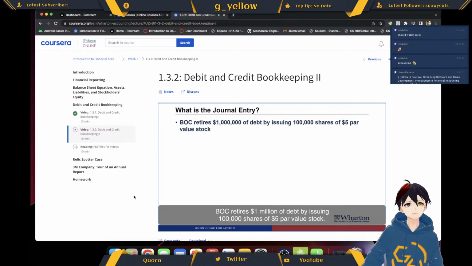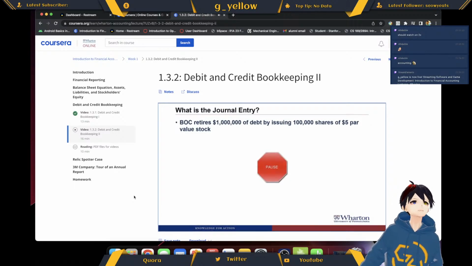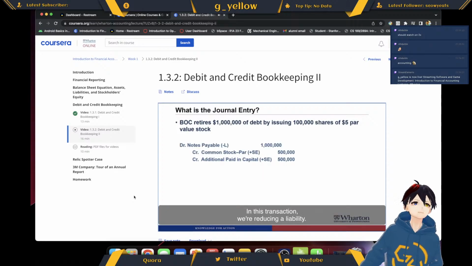BOC retires $1 million of debt by issuing 100,000 shares of $5 par value stock. So in this transaction, we're reducing a liability. Anytime we reduce a liability, we need to debit the liability to make it go down. So we debit notes payable for $1 million to reduce it by $1 million.